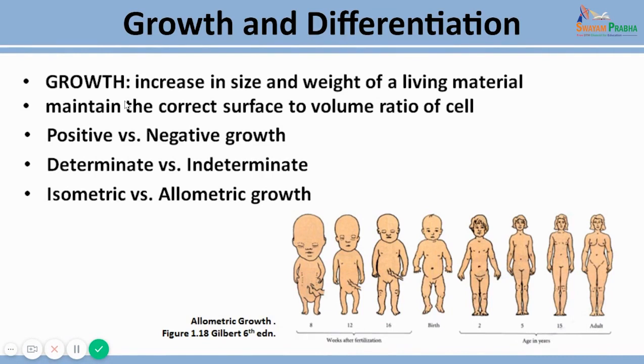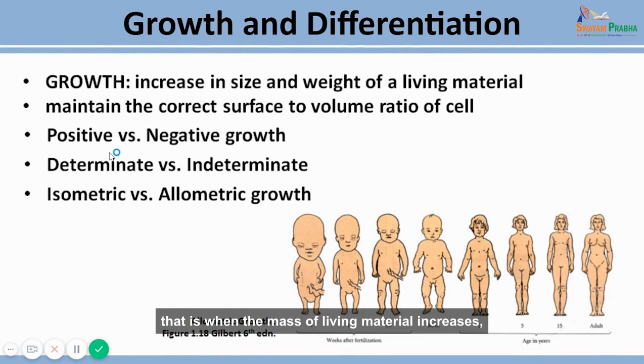However, growth can be positive, that is when the mass of living material increases, but it may also be negative, that is when the mass is actually going down. Also, growth may be determinate, which means after a certain period of growth, the mass does not change much. It remains more or less constant, for example, in human beings or most other mammals. Or it can be indeterminate, where the mass keeps on increasing, that is, there are no specific periods of growth. Then the growth can also be isometric or allometric in nature.